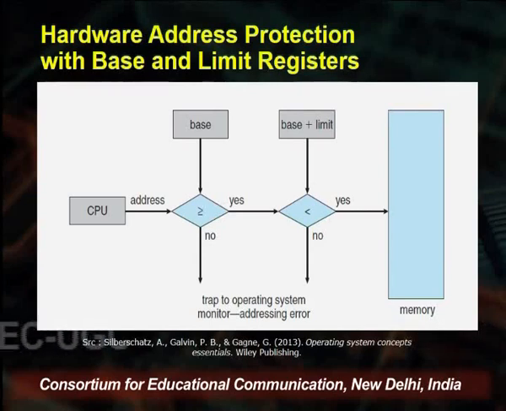Similarly, the value in the base register plus the value in the limit register needs to be less than or equal to the value of the memory. The total value of the memory should always be greater than this; they cannot exceed the total memory. If yes, then the memory access is given to the process. If no, then again an error is raised and the process is not allowed to access the memory. This is how address protection is provided by way of hardware.